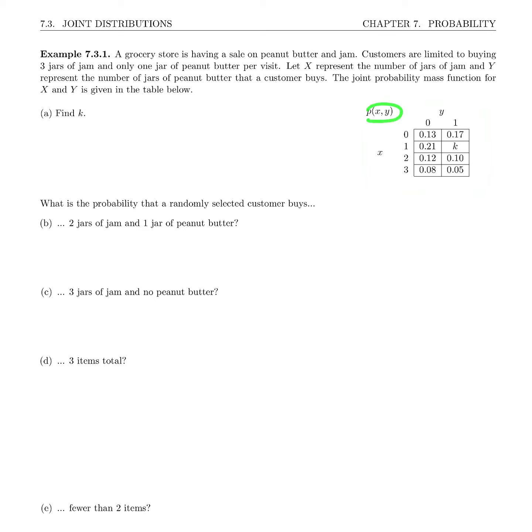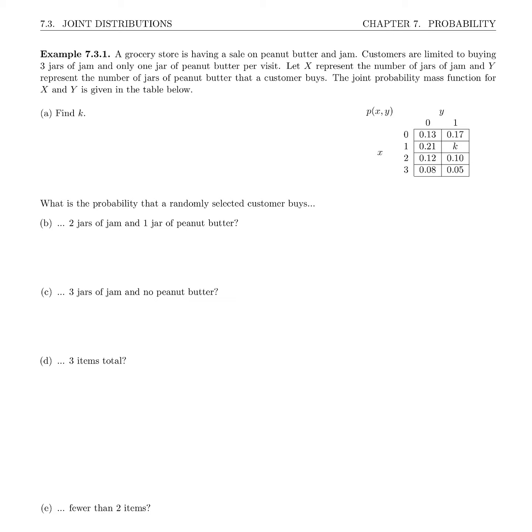So p of x, y, these are probability values. Here are the values of little x that X can take. The number of jars of jam is limited to 3, so we can have 0, 1, 2, or 3 jars of jam bought by each customer. And Y is the number of jars of peanut butter, which can be 0 or 1. So we're asked to find the value of k.